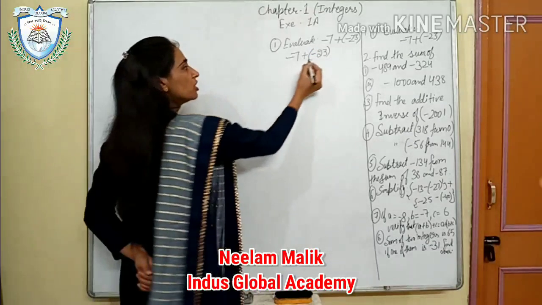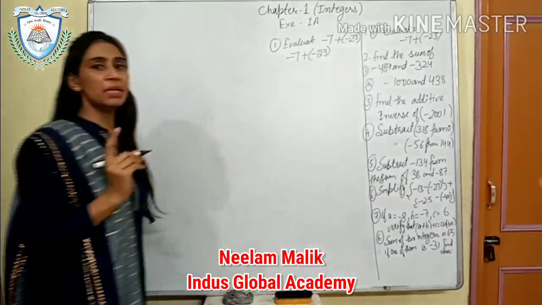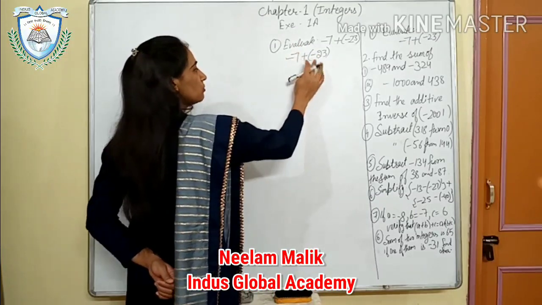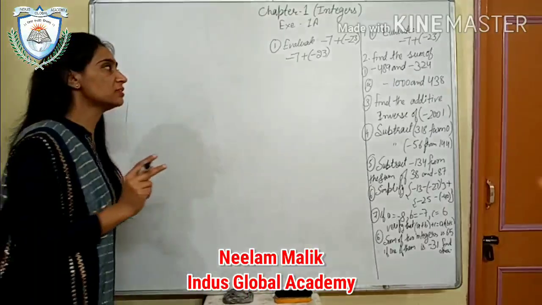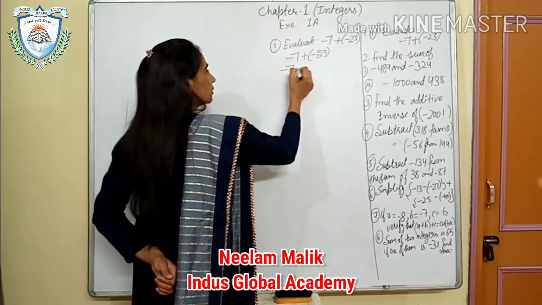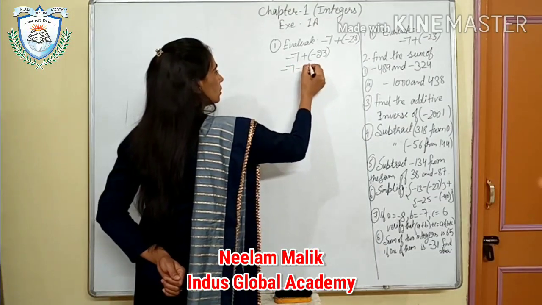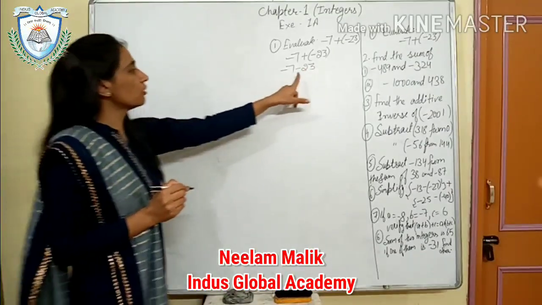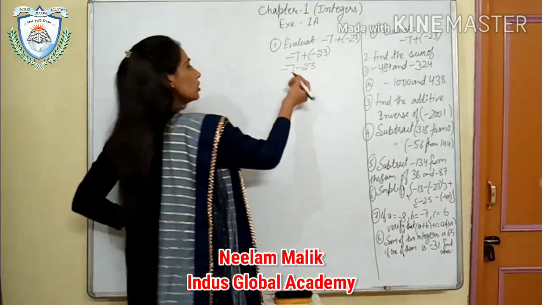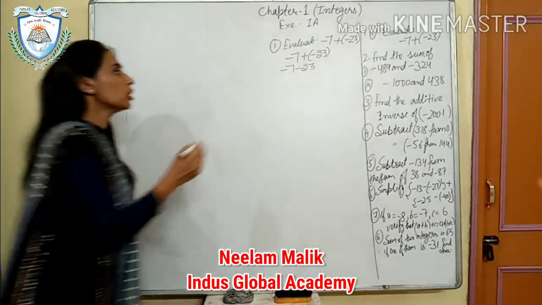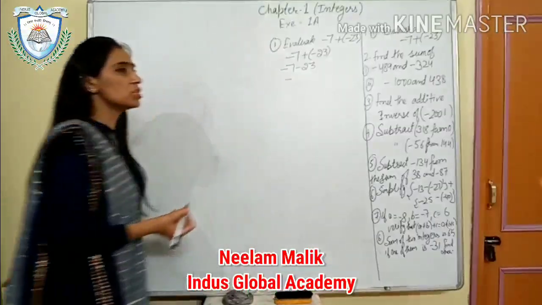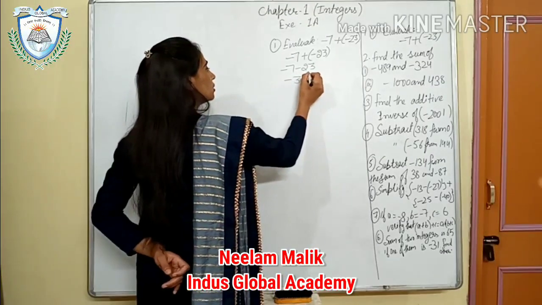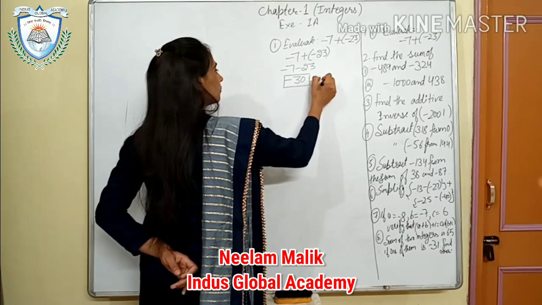I told you this bracket means multiplication, and in the multiplication when you are multiplying plus and minus, when you are multiplying different signs then that will be minus. So -7 plus minus will be -23. Now what we have to do? Now we have to add them because they both have the same sign. So what we will do in the addition? In the addition, if the signs are same, we write the same sign and we will just write the sum of those two integers. So what will be the sum? 30. So what is your answer? Answer is -30.